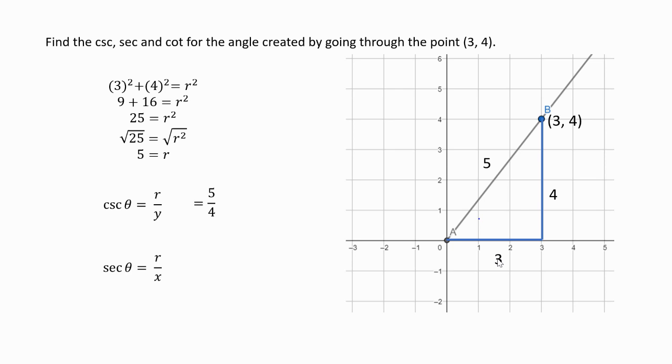And the secant of theta is the r value divided by the x value. All right, 5 over 3. And then the cotangent is the adjacent side divided by the opposite side. But in this case, we're going to say the x value divided by the y value, or the sides of the triangle, and that is our cotangent.